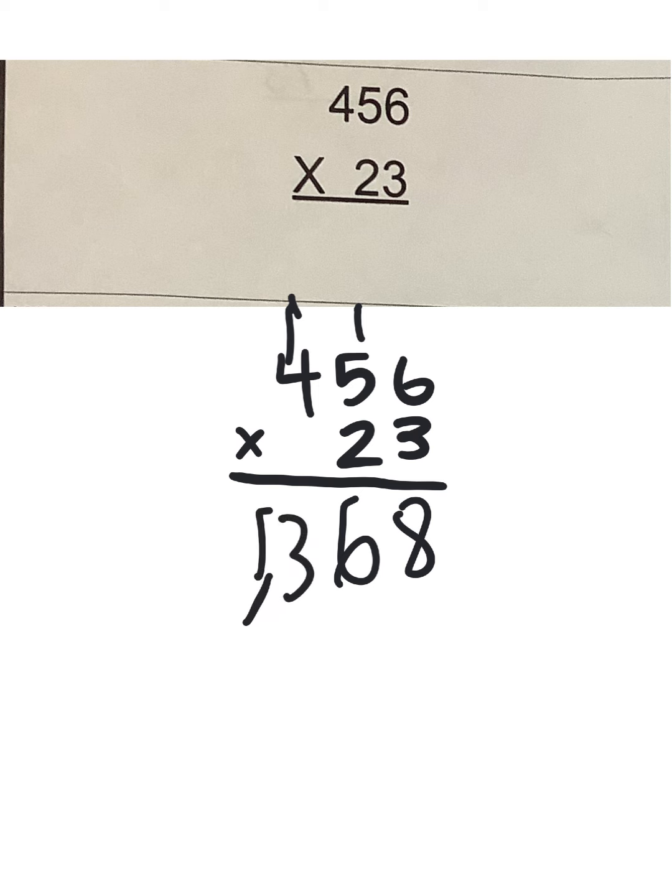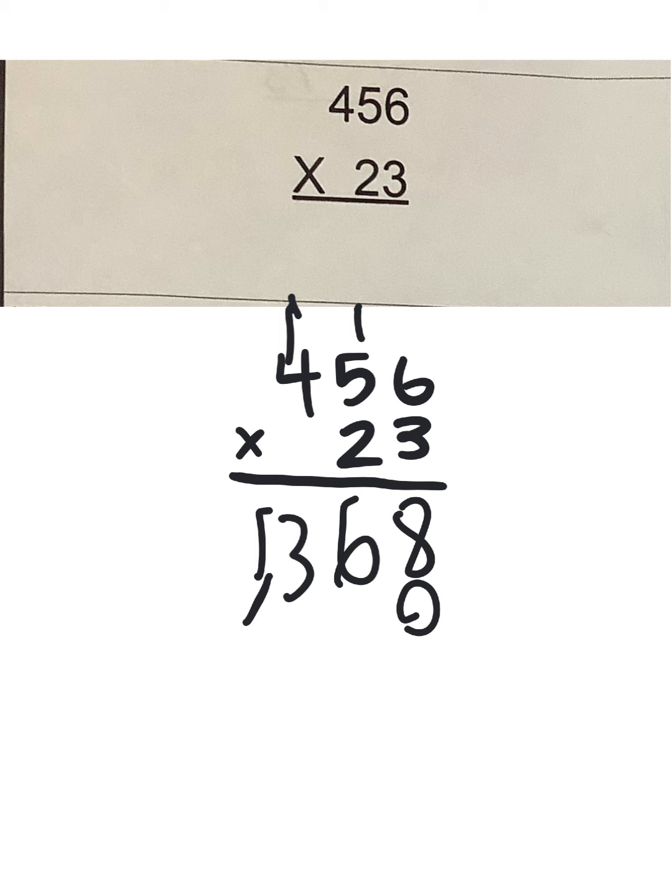He's going to stop right there because we have our first partial product. That's our first partial product, which is 456 times 3 is? Equals 1,368. Let's go to our next partial product. You can change colors if you like.